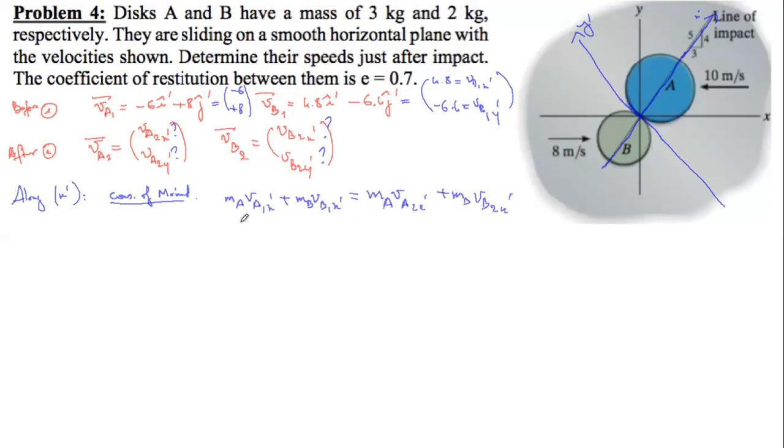Let's put the numbers. MA is 3. VA1 x prime, this is minus 6. MB is 2. We all agree. VB1 x prime is 4.8. Do the calculation without making a mistake. This gives you minus 8.4.